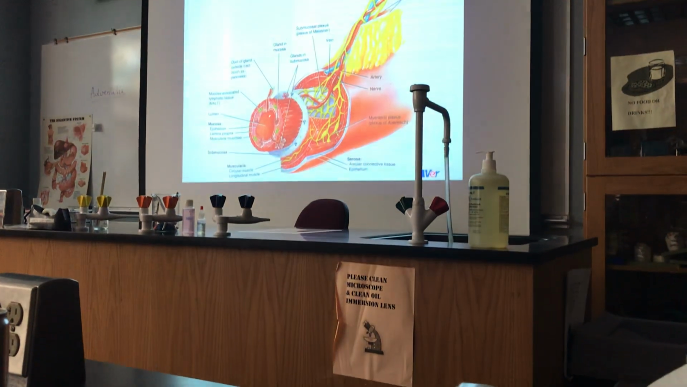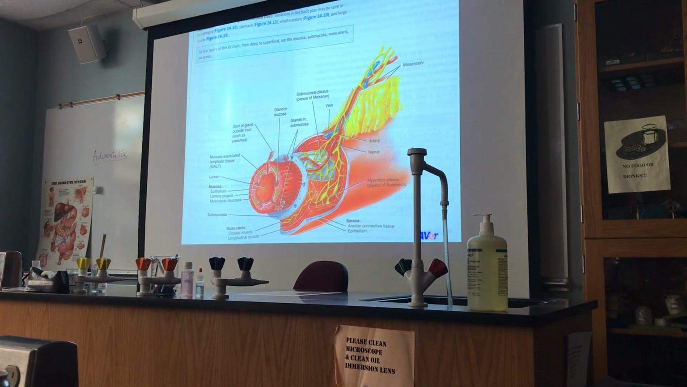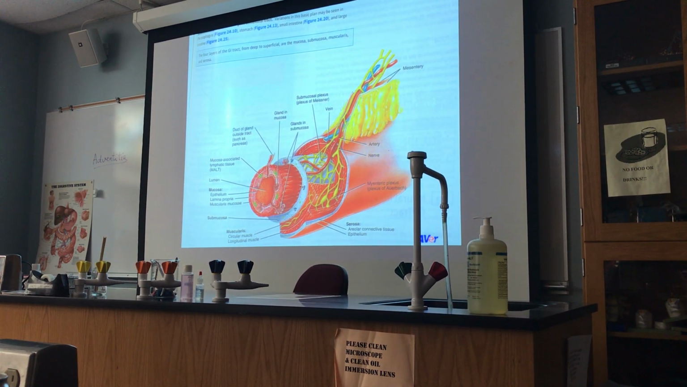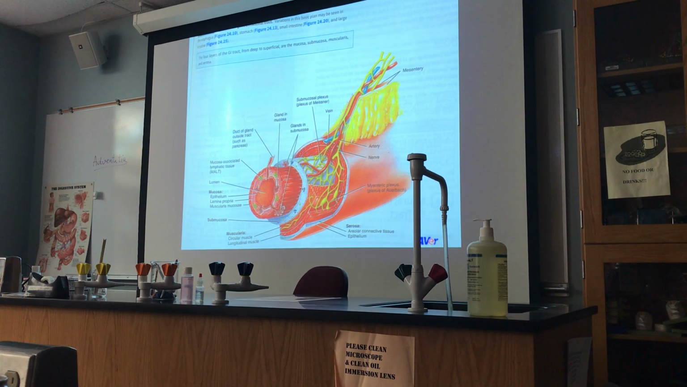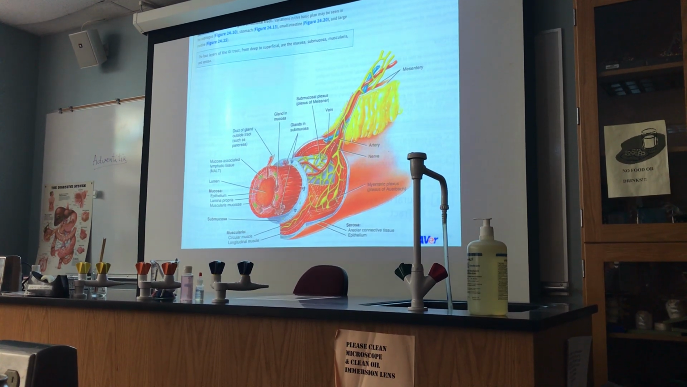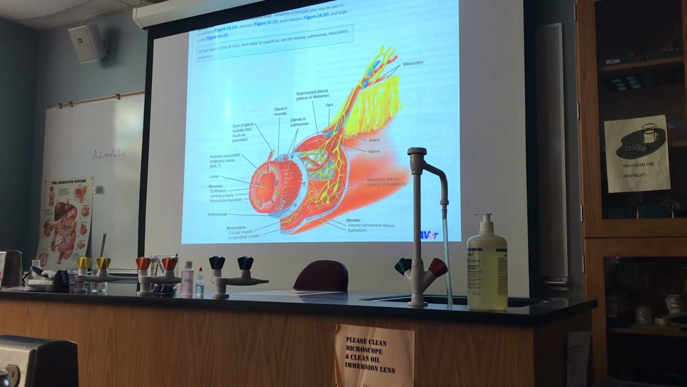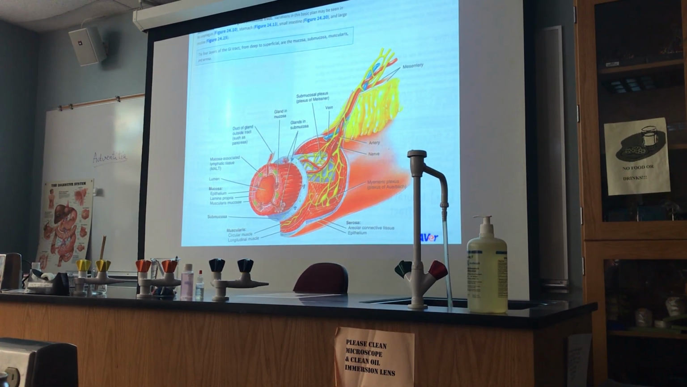The innermost part of mucosa is the epithelium. Epithelium is made of epithelial tissue. And here, the epithelium that you see is simple epithelium. Mostly simple columnar epithelium.